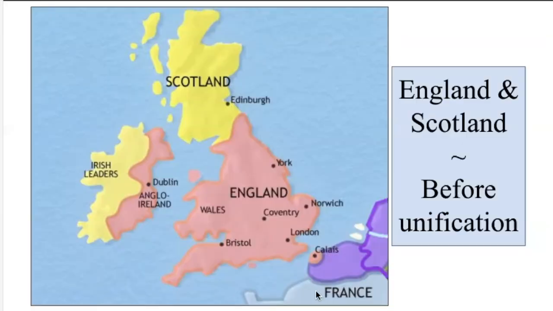Popping over the channel from France to England, England did have a queen in the 16th century and 3 years into the 17th, Elizabeth I. And it was England under her, not Great Britain, until after Elizabeth I's death in 1603. Scotland was a separate country with its own monarchy.